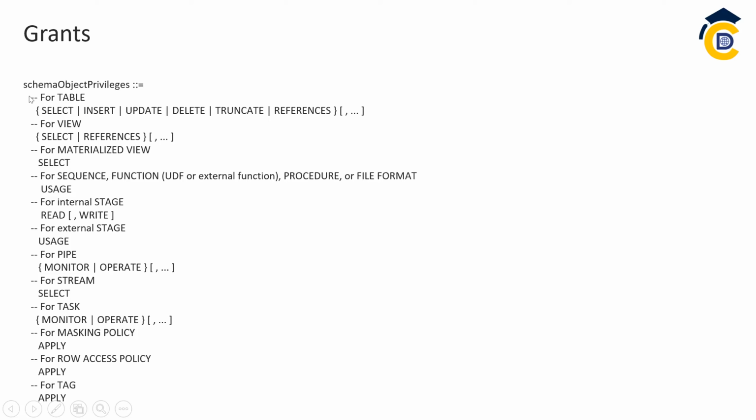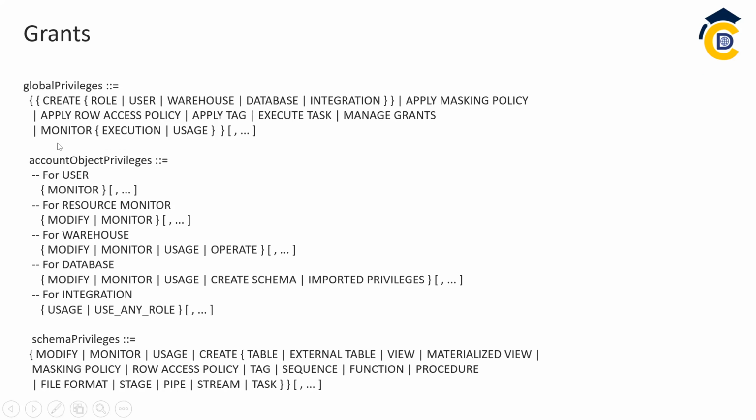Okay, because, as I said, for creating an object, always go one level up. So for tables, we know that they fall under the schema level. So if you go and check in the schema, you will have something called create table. You see, create table, external table, view, and all that.